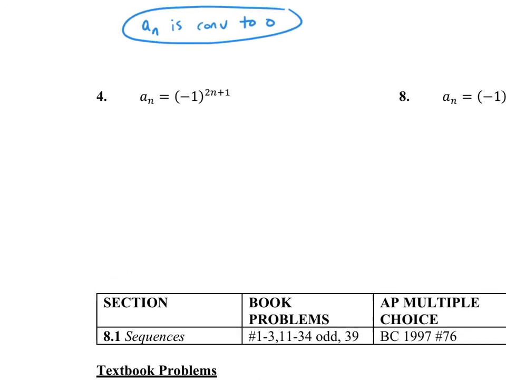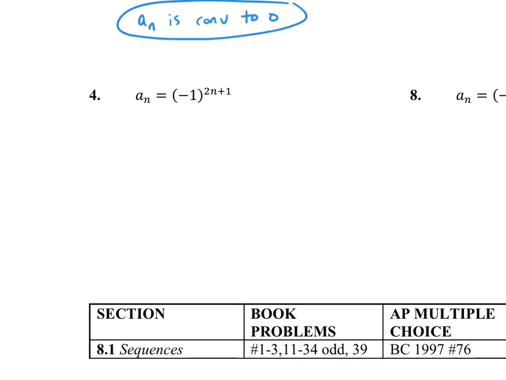Okay, number 4, we have -1. However, the power 2n plus 1 is an odd generator. We talked about that a couple videos ago, where we have these odd and even generators. That's an odd generator. So what that means is that no matter what n is, if n is 1, we get 3 in the power. If n is 2, we get 5 in the power. If n is 3, and so on, we get all these odd numbers. So -1 to the odd power is always -1. So this is convergent to -1, because no matter what n is, you get -1.